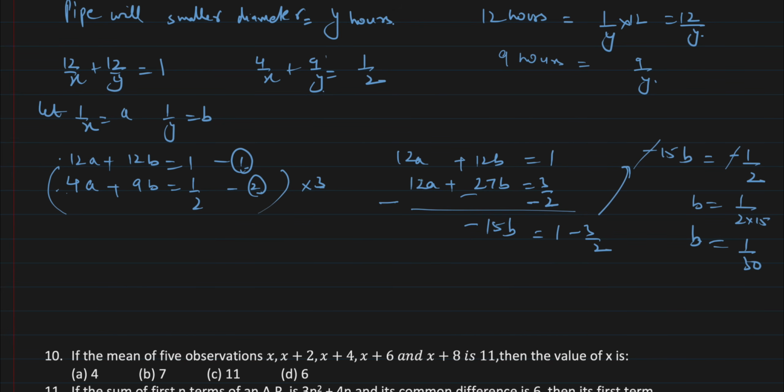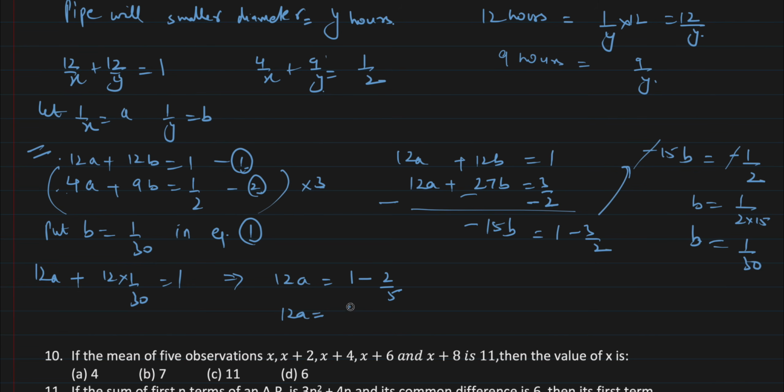So to solve for a, we'll substitute the value in equation number 1. So put b equals 1 by 30 in equation number 1. This is equation 1. So 12a plus 12 into 1 by 30 is 1. So 12 by 30, we can write it as 12a equals 1 minus, and you can cancel it by 6. So 2 by 5, right? So 12a is 3 by 5. 5 minus 2 is 3, correct?